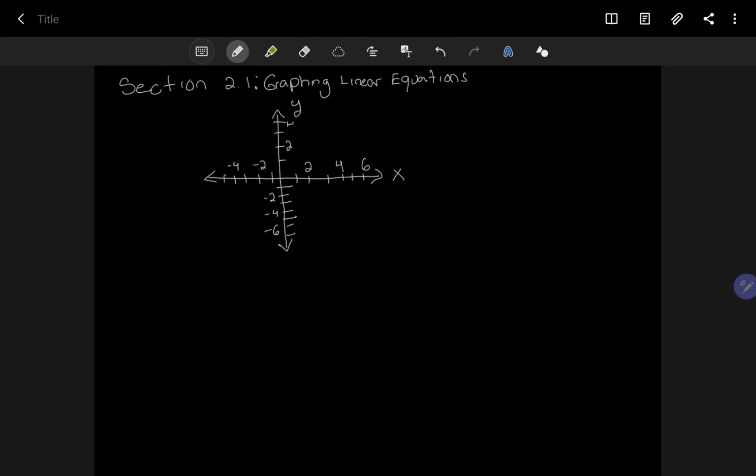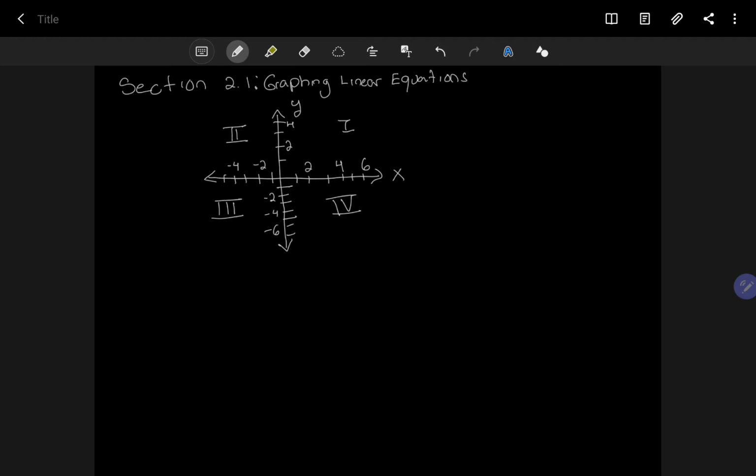These are positive numbers. Something you might want to know is that this is quadrant 1, this is quadrant 2, quadrant 3, and quadrant 4. Why does it go in that order? I am not sure, but that's how you have to remember it.